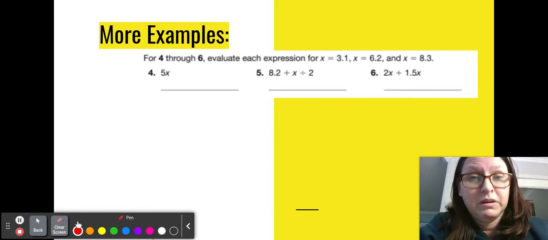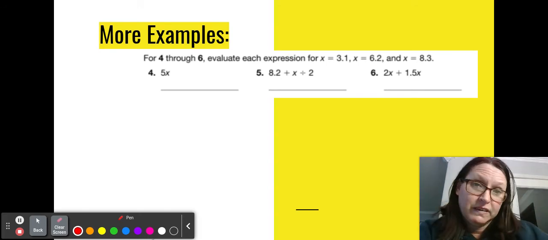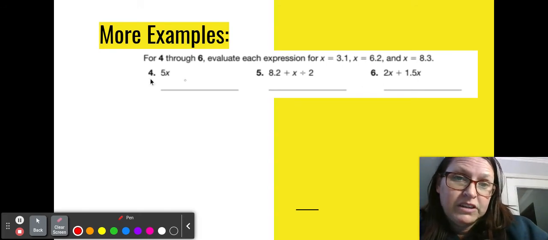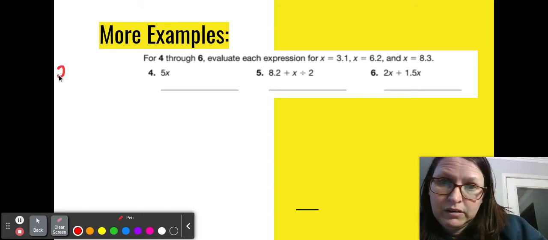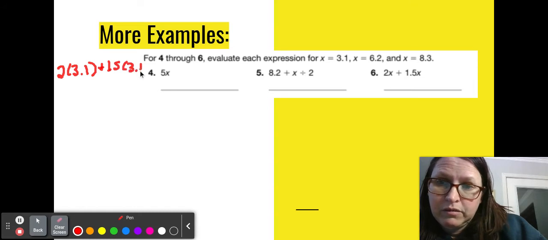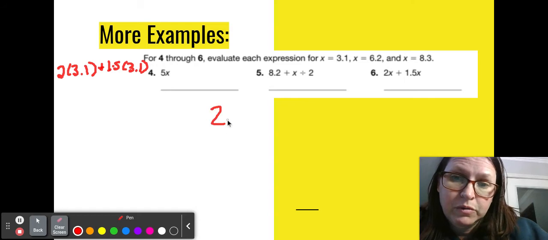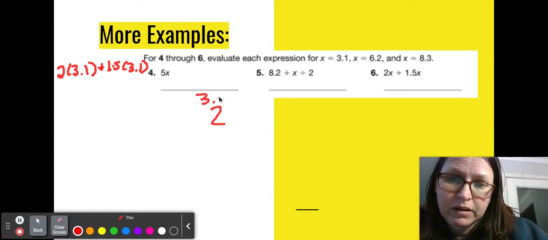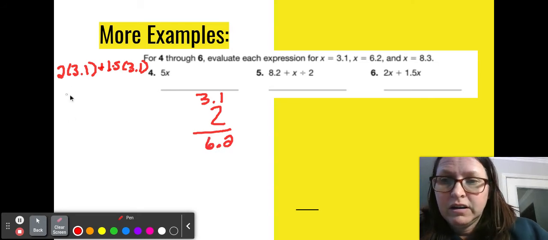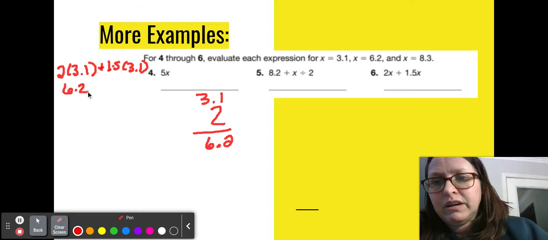Okay, the next one is even harder. I might have to erase a couple times. So I've got to do 2 times 3.1 plus 1.5 times 3.1. That's a lot. So 2 times 3.1. 2 times 1 is 2. 3 times 2 is 6. My decimal right here. So I have 6.2 right here.